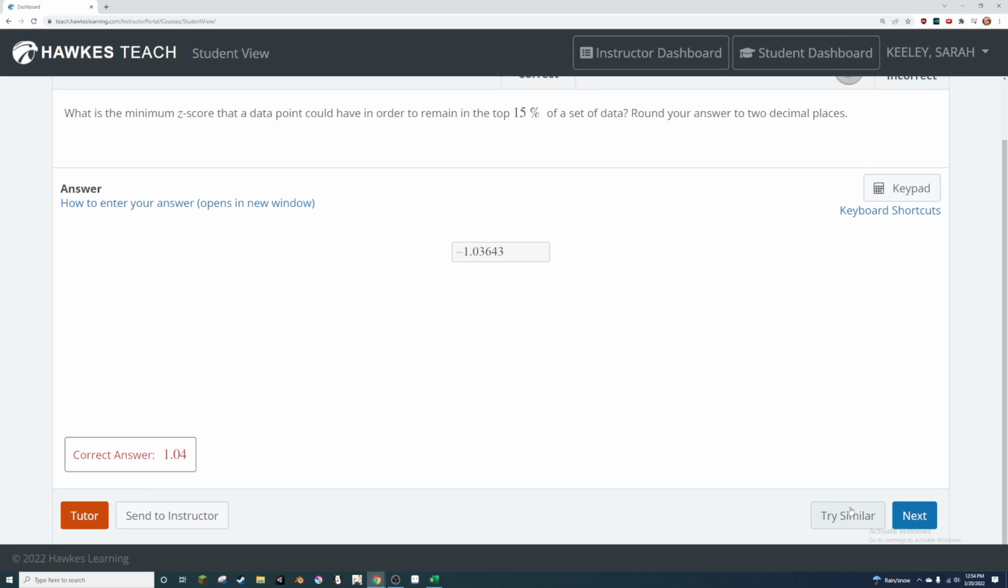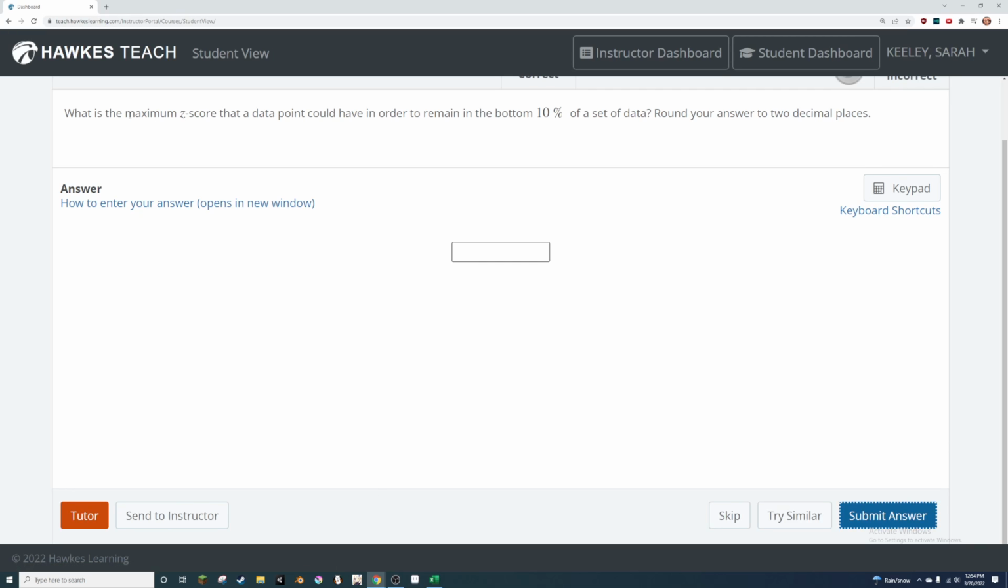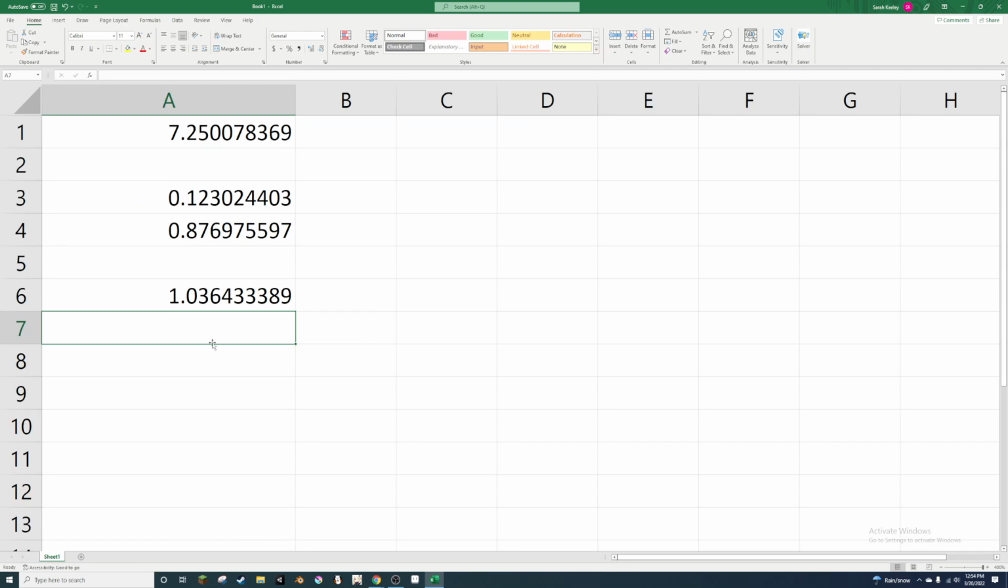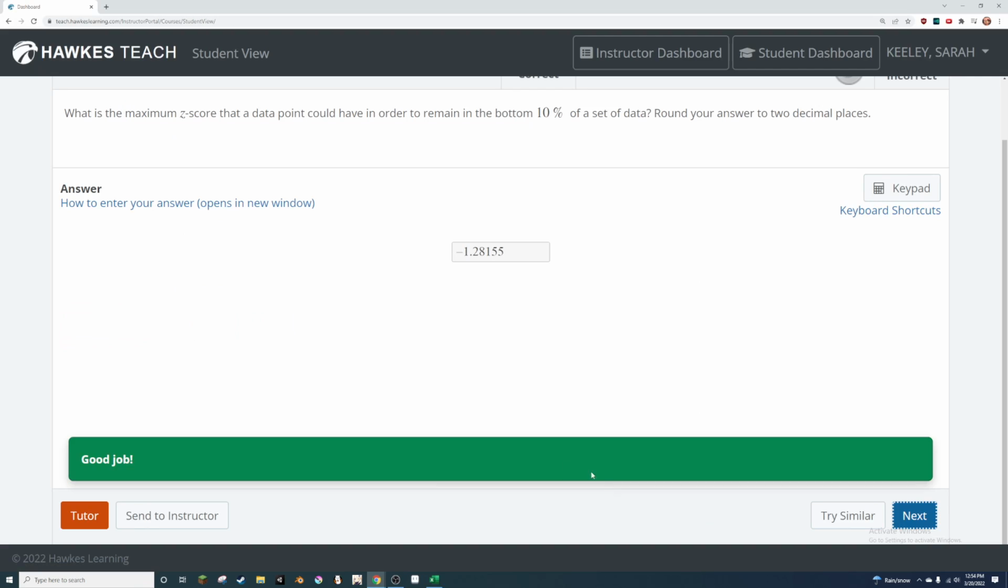We could try a similar one for that. What is the maximum z-score that a data point could have in order to remain in the bottom 10%? Now this one we don't have to subtract from 1 because we want to know the bottom 10%. So if we go into Excel and press equals NORM.S.INV and then 0.10, that should give us our correct z-score. Let me try this. Yep.